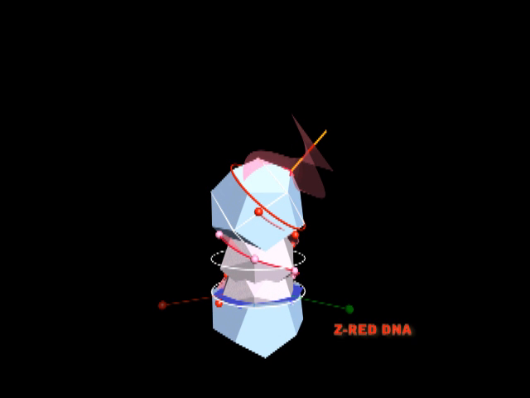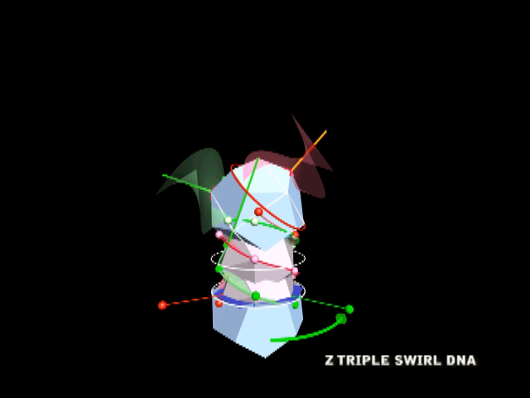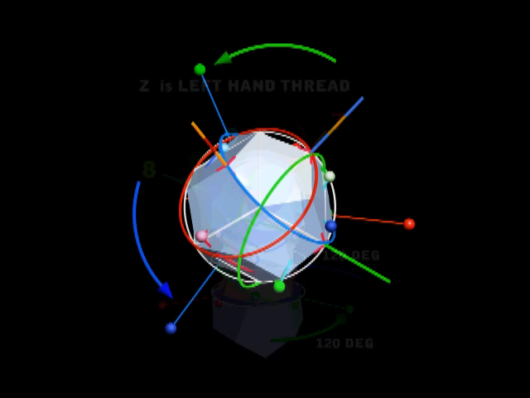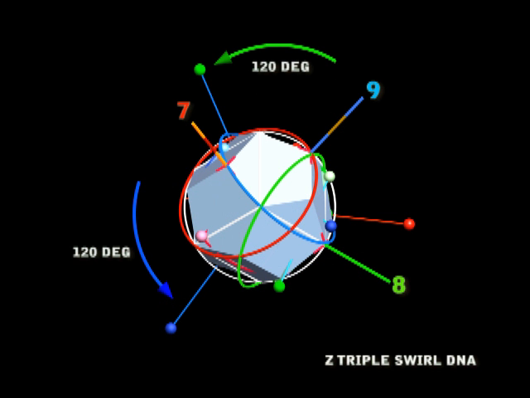Now we're down to the Z DNA. The Z is very similar to the B DNA because the green swirl and the blue swirl each lag 120 degrees in the same direction as the A and the B DNA. The A and the B DNA have a right hand thread and the Z DNA has a left hand thread. And I'm also giving you a top view so that you can see things better.